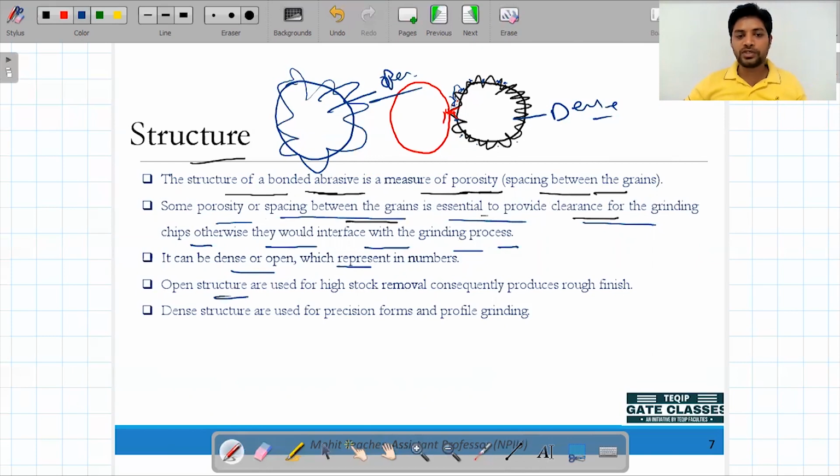Fine. So the open structures are used for high stock removal. That means we use this for removing a high amount of stock material, because sometimes we have to remove an unnecessary amount of material, and at that time we can use this one. And if we have to go for precision grinding or precision machining, then we can use this dense structure.